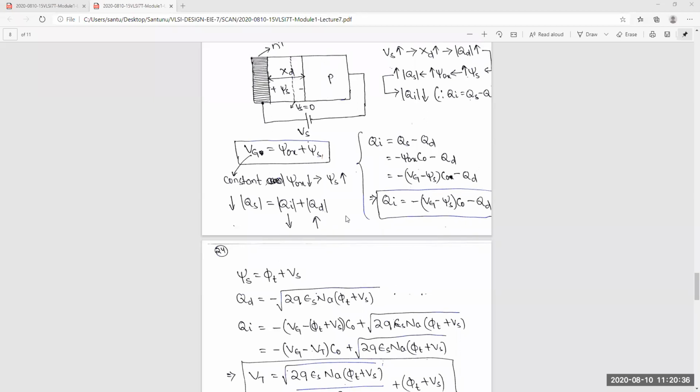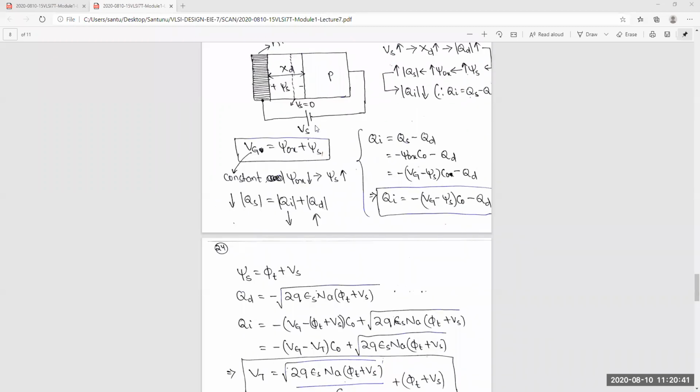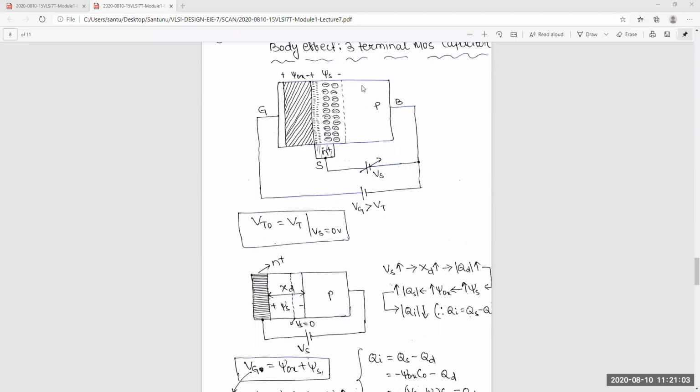Now consider a reverse bias diode, when you give a reverse voltage. Initially this structure is at threshold voltage, yes or no? Because at Vt it is at the threshold point. That means phi s is already phi t, generally 2 phi f, which you calculate for the threshold voltage. So this is already there.